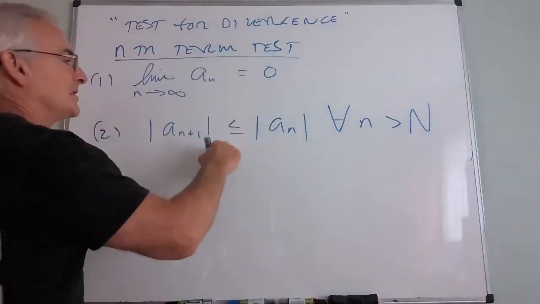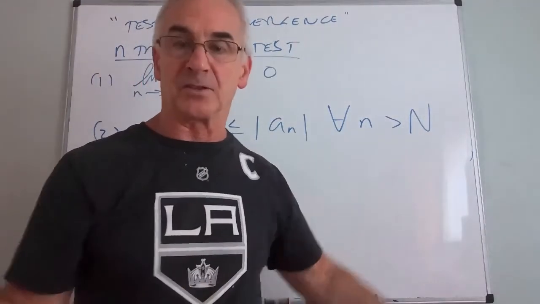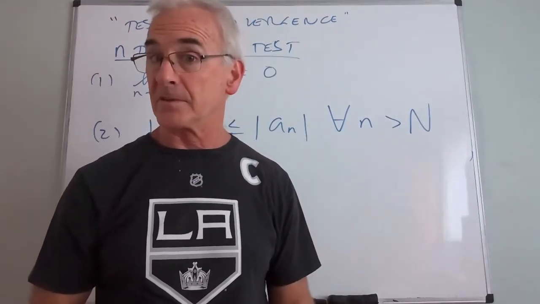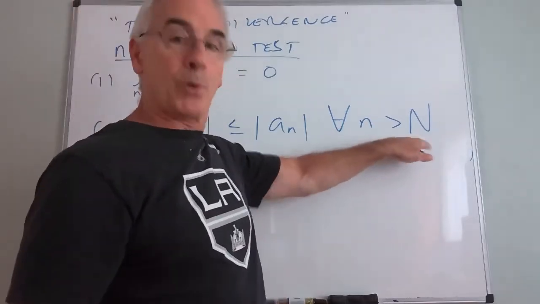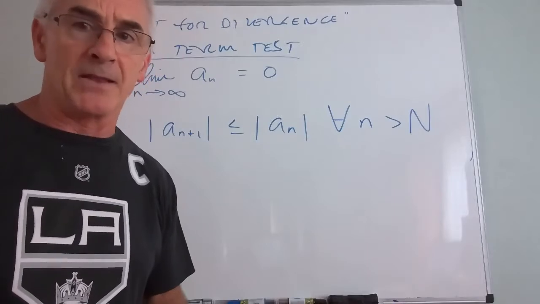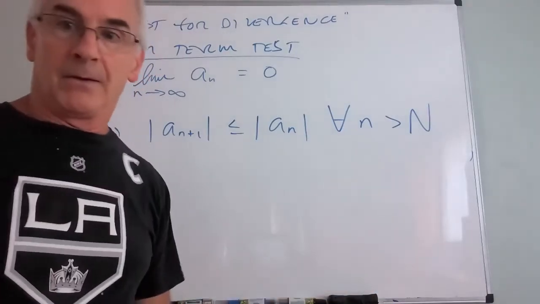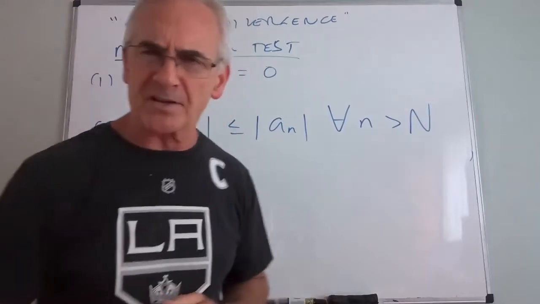So these two conditions have to be met. And what does the capital N mean? I said that's a number at some point. Just some number. And by the way, that number can be 1. It can be 1,000. It just means at some point. Now you go, why is that important?